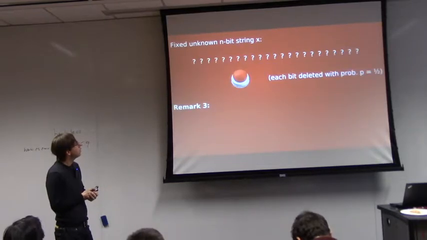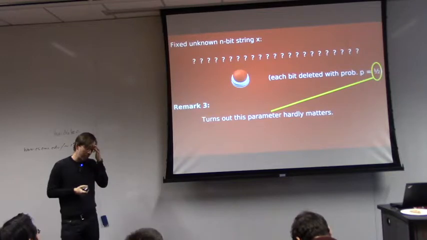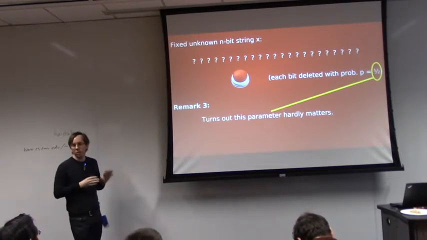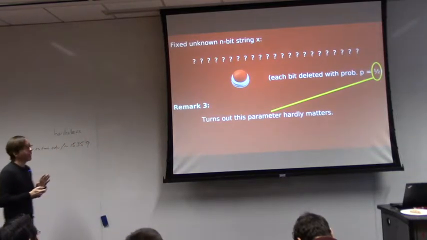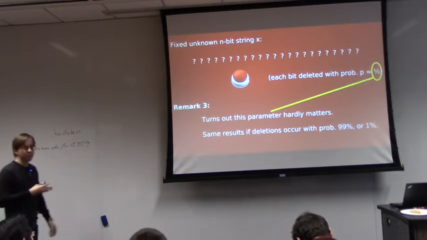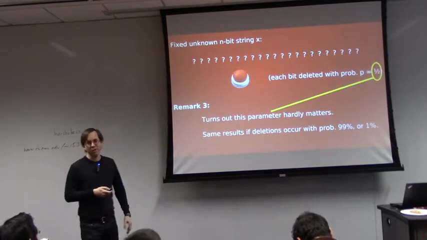Okay. One more parameter here. I fixed that the probability of each bit being deleted is a half. It's not obvious, but it turns out that this parameter really doesn't matter that much. Our results are going to be the same whether this parameter is 99% or 1%, up to some constants. So let's just fix it to be a half for simplicity.